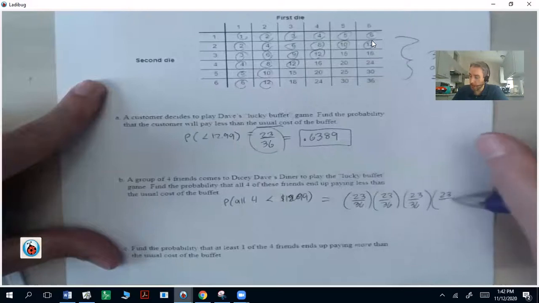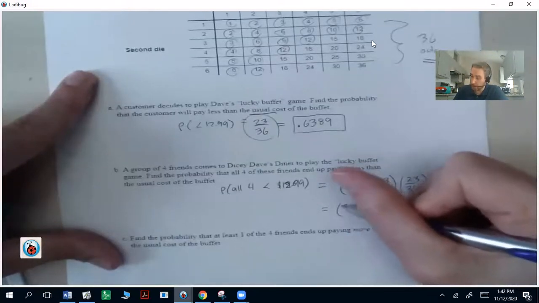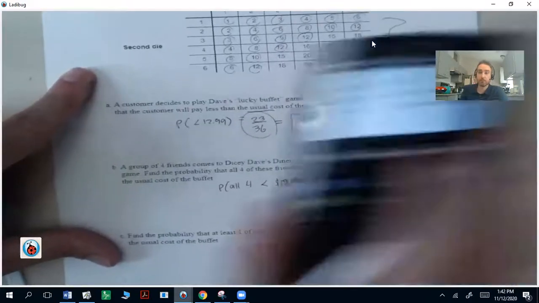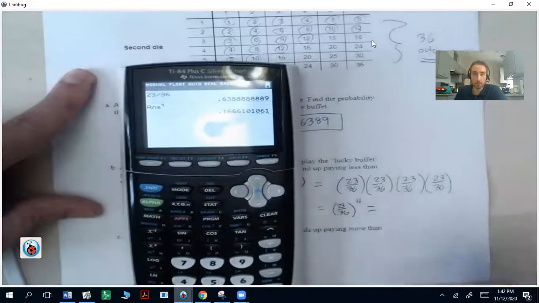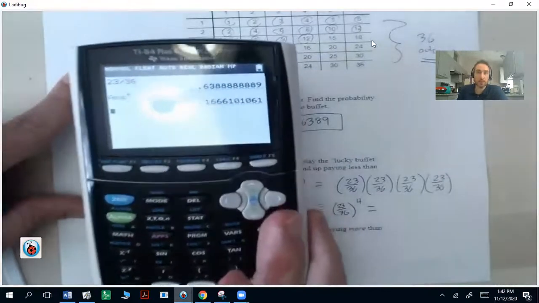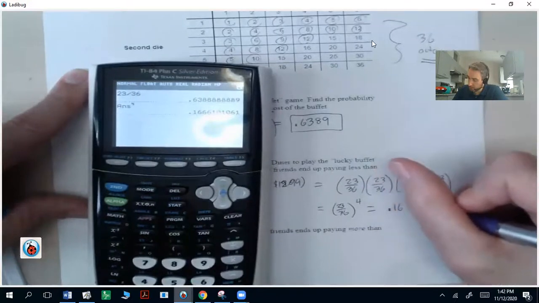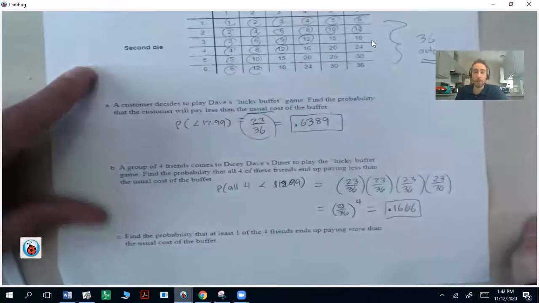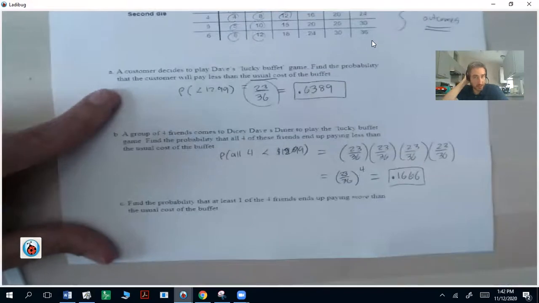Now we don't want to do that. We want to use exponents. So it's going to be 23 out of 36 to the 4th power, so about 16.66%. So the probability of all 4 of them paying less than the usual buffet is 0.1666.